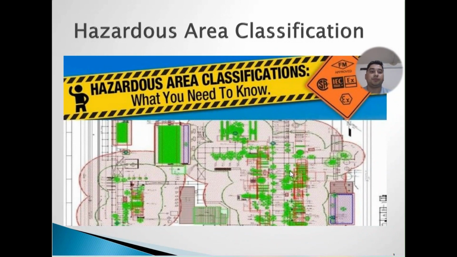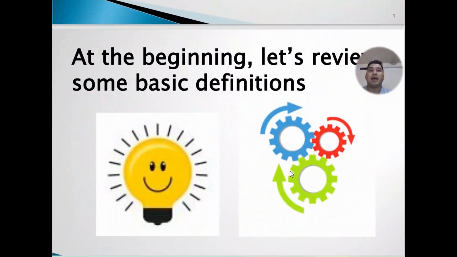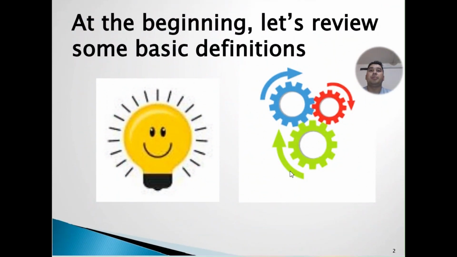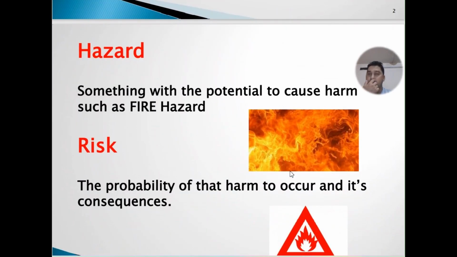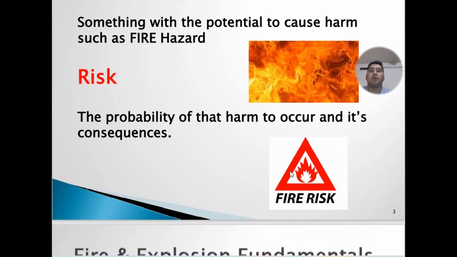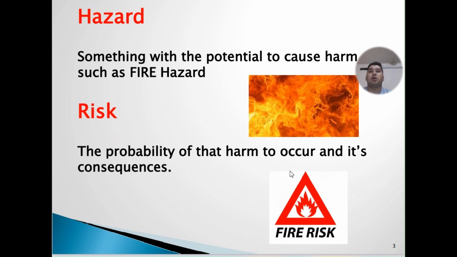So let's start. At the beginning, let's review some basic definitions. The first one is a hazard. How can we know that something is a hazard or not? We can say that anything which can cause harm is a hazard. It could be fire, gas, glass, anything which can cause harm. That is a hazard, a danger. Second, the risk: the probability of that harm occurring and its consequences.